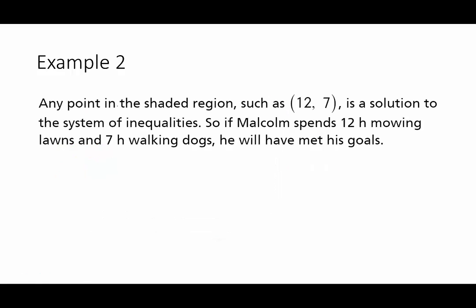Any point in the shaded region, such as 12, 7, is a solution to the system. So if Malcolm spends 12 hours, because that's our x, mowing lawns and 7 hours walking dogs, he will have met his goal.